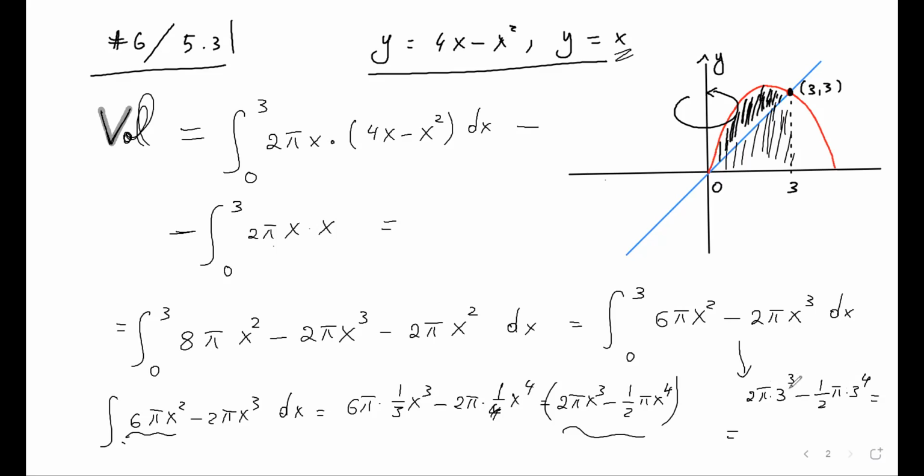Okay, so 3 cubed, 27 times 2 pi minus 3 pi over 2, which is just going to be pi over 2. 27 times pi over 2, so it's 27 pi over 2. Oops, sorry about that. There we go. So 27 pi over 2. So that's going to be the final answer for this particular volume. And we finally figured out the volume.